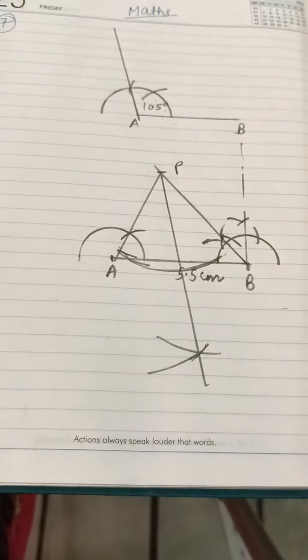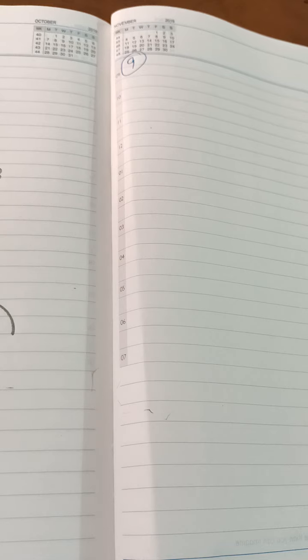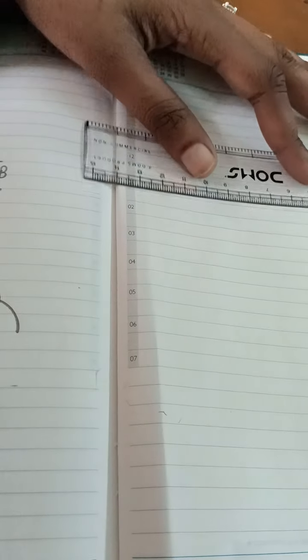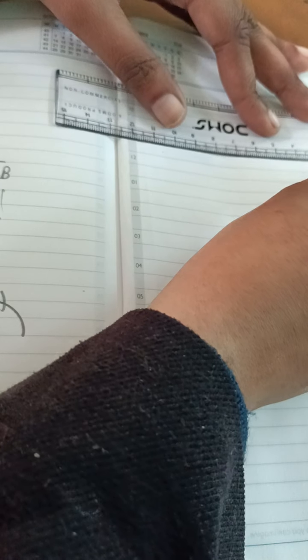Next is the ninth sum. In the ninth sum, draw a line segment AB of 6 centimeters.